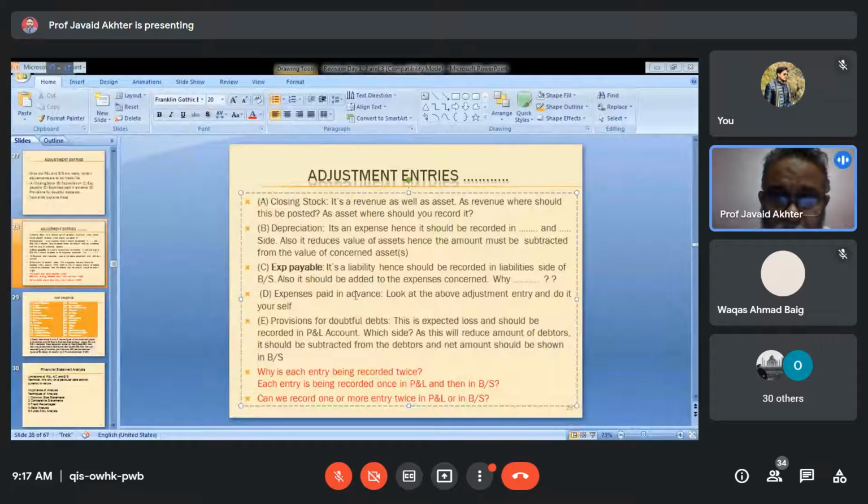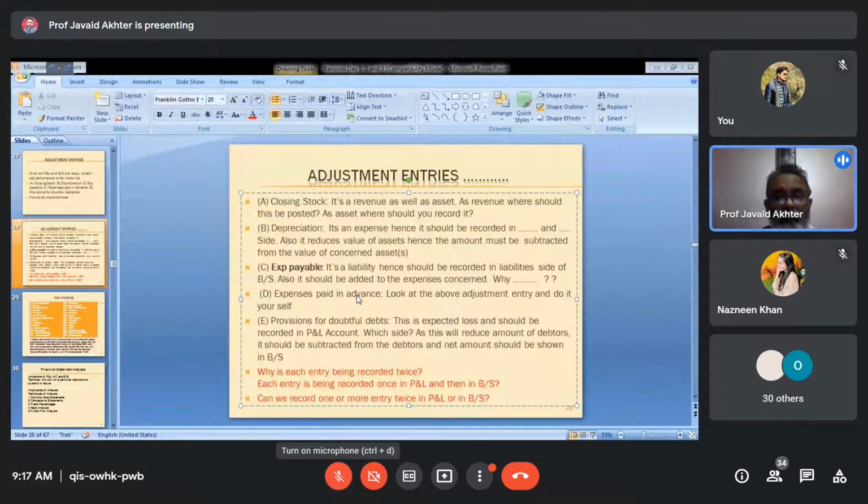Okay, expenses. Now, expenses paid in advance. It is just the opposite. What would you do? Where will you show? It will be on the asset side. It will be shown as an asset. Number one. Number two, it will be subtracted from the expense concerned, because in case of credit you added, in case of debit you will subtract.